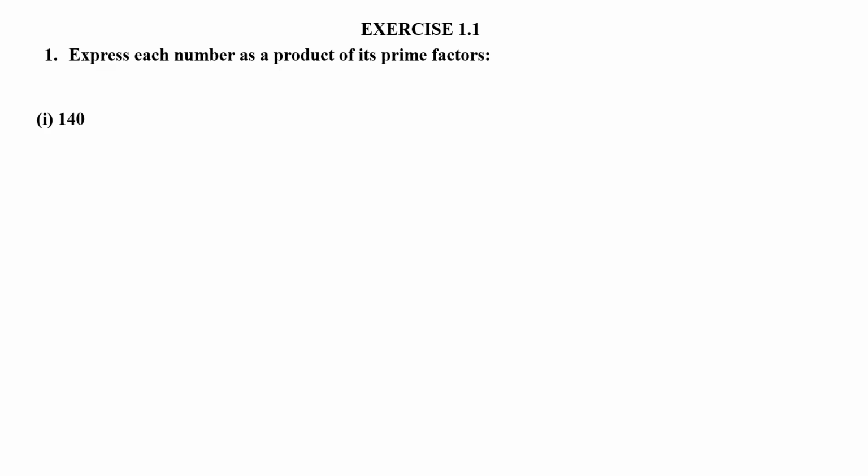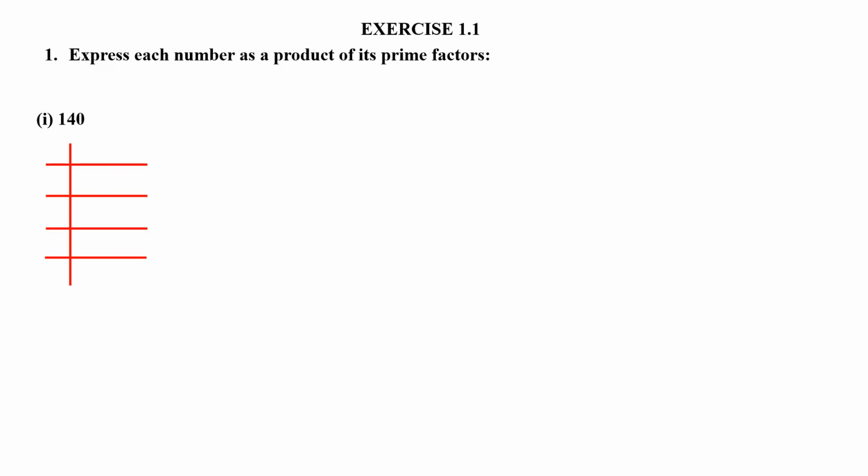So you have to express 140 in terms of the product of its prime factors because 140 is a composite number. Okay, composite number means the number which is having more than two factors, isn't it? So 140 is having so many factors, so it is a composite number. So you have to express this 140 as a product of the prime factors. So for that, I am going to do the prime factorization of 140. So let's begin doing the prime factorization.